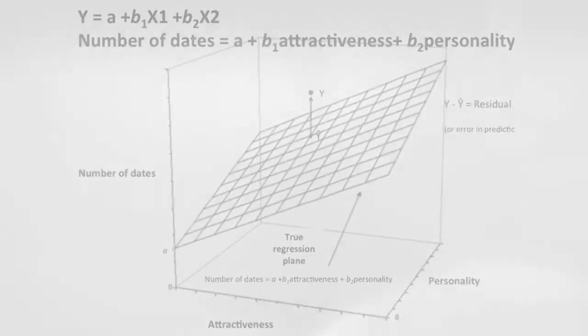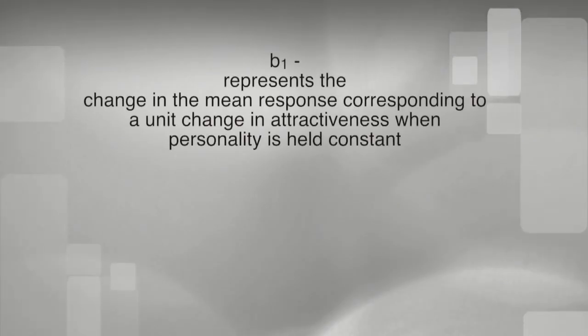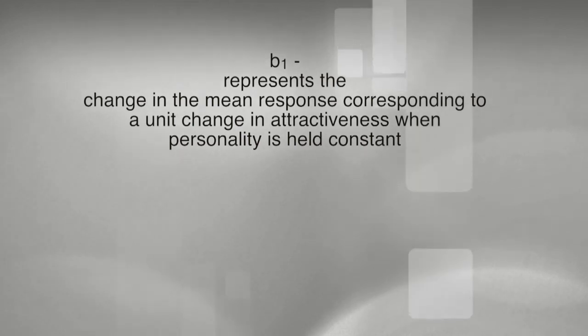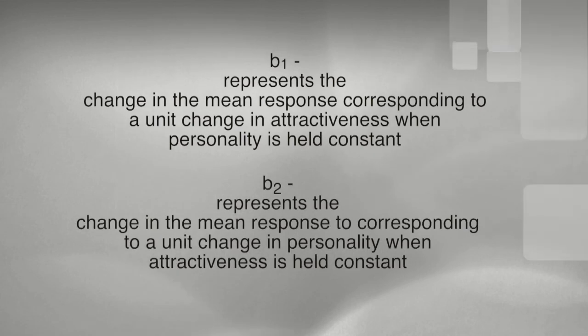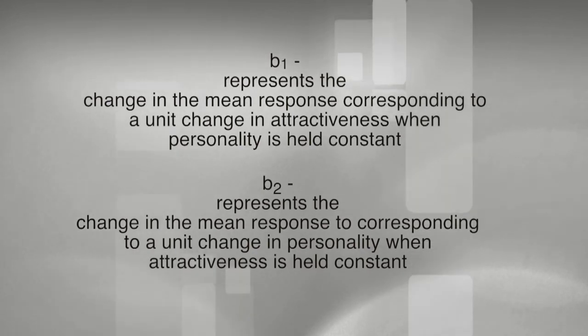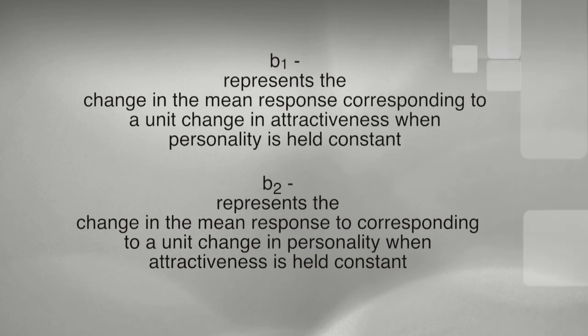Parameter B1 represents the change in the mean response corresponding to a unit change in attractiveness when personality is held constant. Parameter B2 represents the change in the mean response corresponding to a unit change in personality when attractiveness is held constant. I'll talk more about this soon.